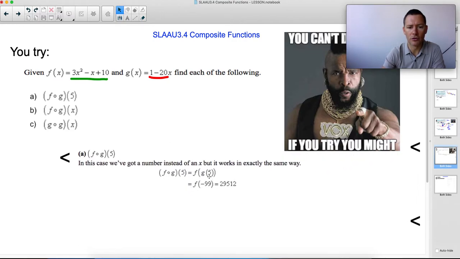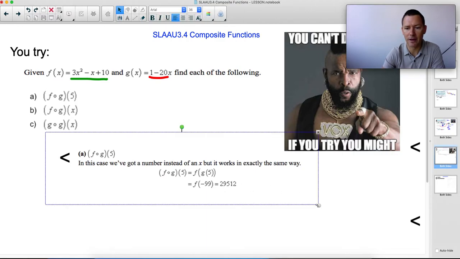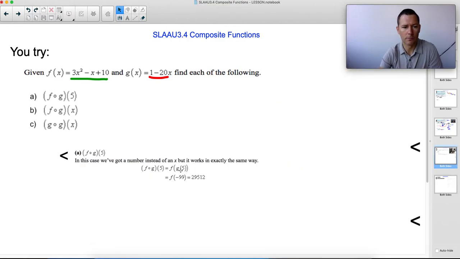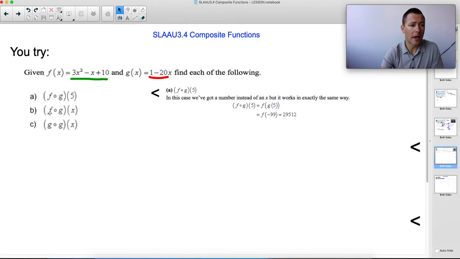You plugged in g of 5. If you plug 5 into g here, it's negative 99. It's 1 minus 100, so negative 99. And you plug that into the x's here, and you get 29512. Cool, fine.